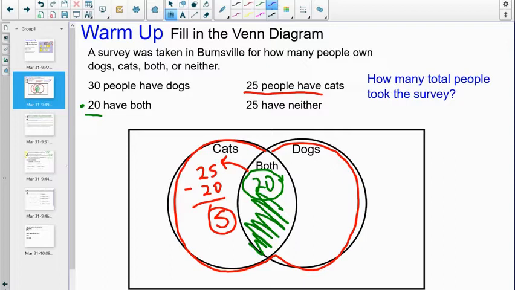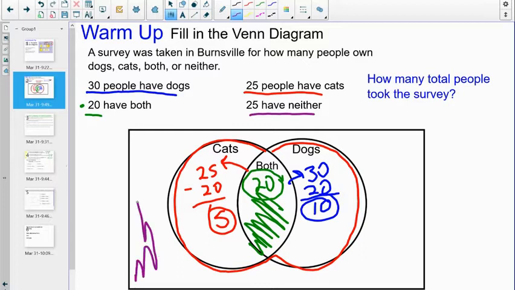Now we'll fill out the number of people who have dogs. Okay, so 30 people have dogs, but again, we're doing that same step where we're subtracting that 20 to get rid of the repeats, the double counting, I should say. And then we're left with just 10 people who have just dogs. Okay, and then it says 25 have neither. And neither is this space that's outside of the circles, but still within the box. So I'll just put 25 here.